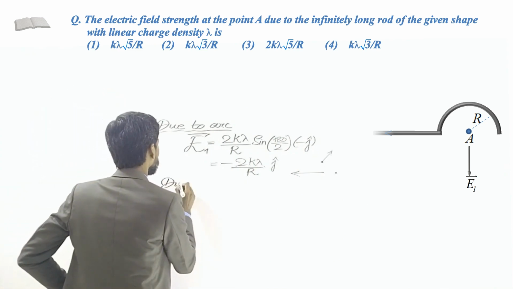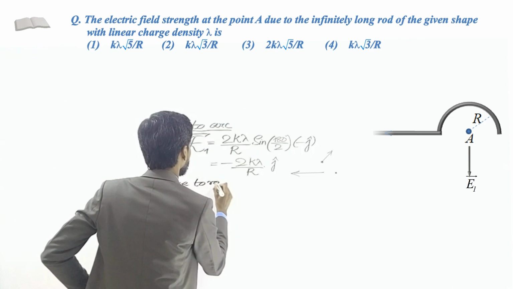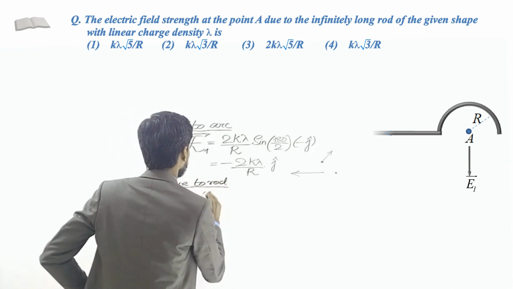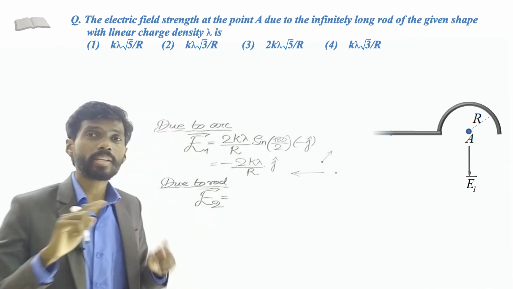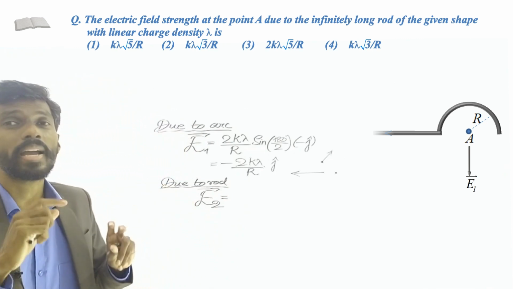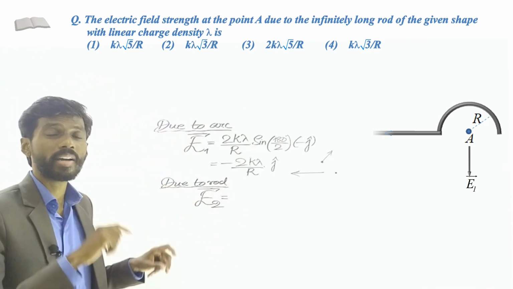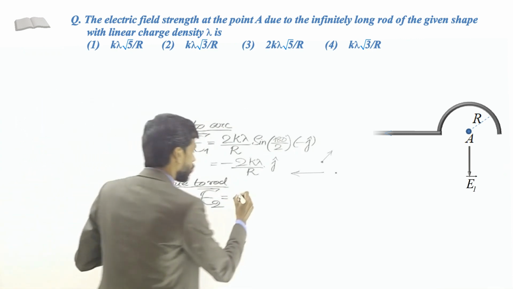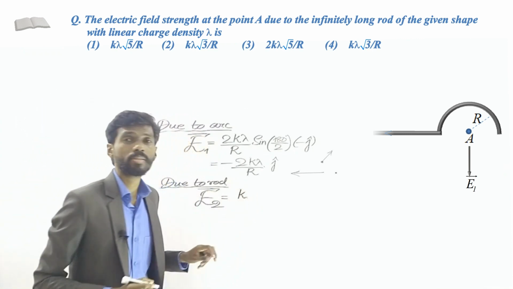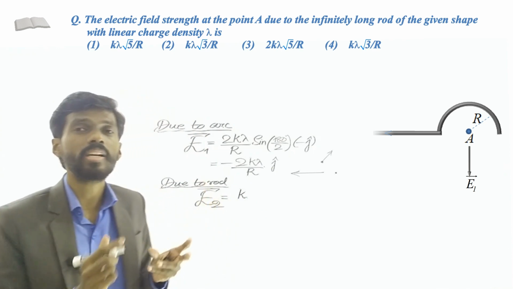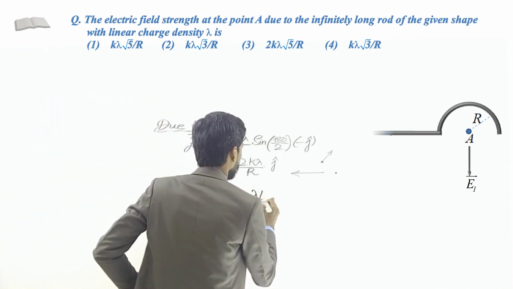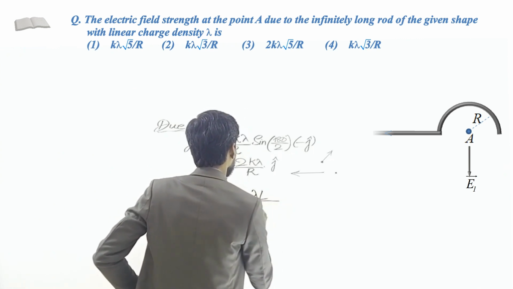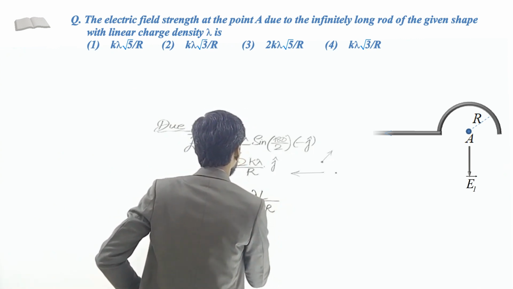So due to this rod, denoted by say E2 vector. So what is the formula? Remember, KQ divided by R multiplied by L plus R. So KQ. But Q can be written as what? Lambda times L, right? So Q is the charge, so linear charge density multiplied by the length. So K lambda L divided by R times L plus R.